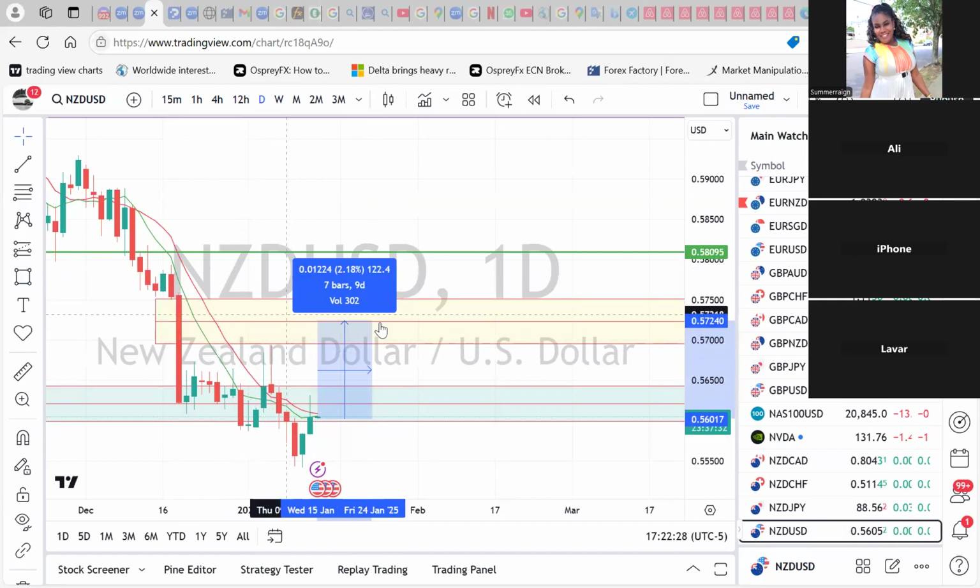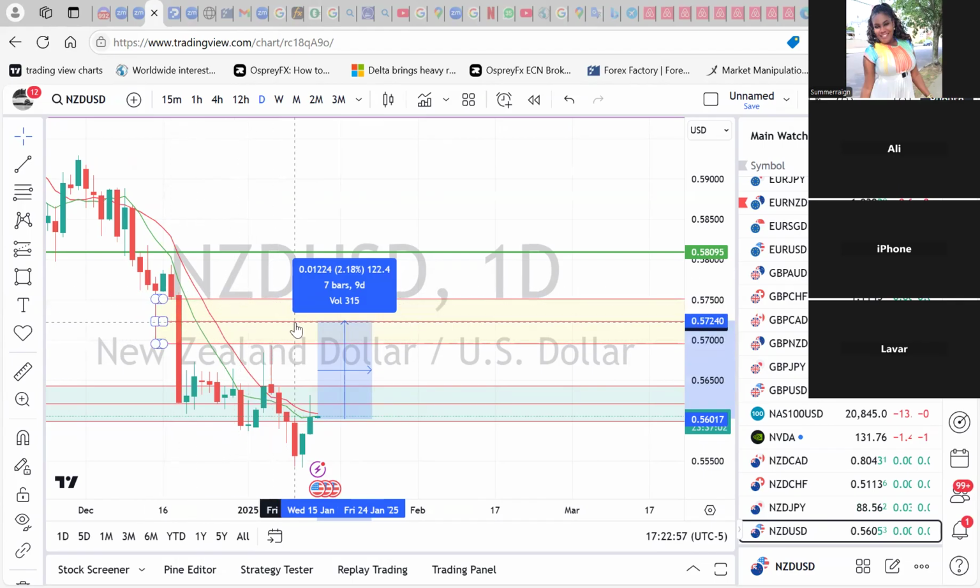So whenever you take these trades and you're making your decisions as a trader, these are the types of things you should take into consideration. Don't just jump in the NZD trade without understanding that, hey, I might get a major rejection, 122 pips up. So I need to be ready to take my profit. I might get a major rejection when it first enters this imbalance.